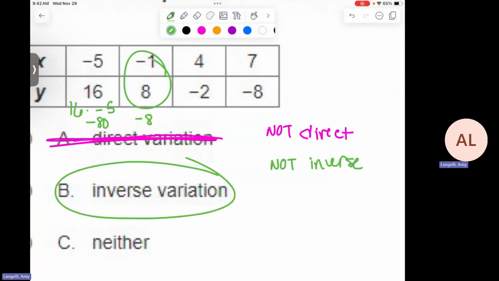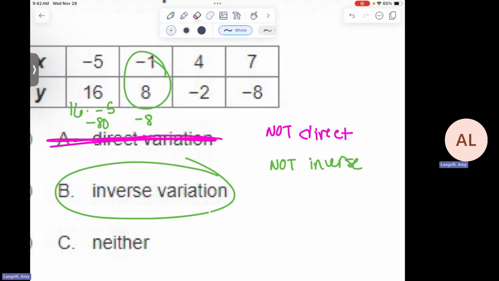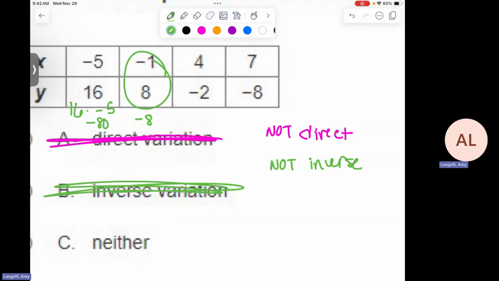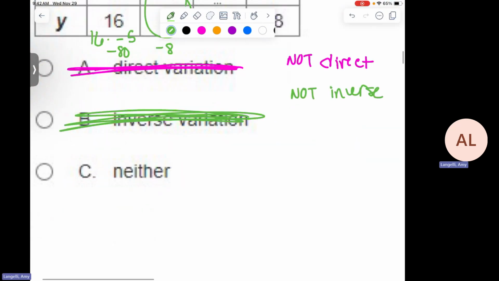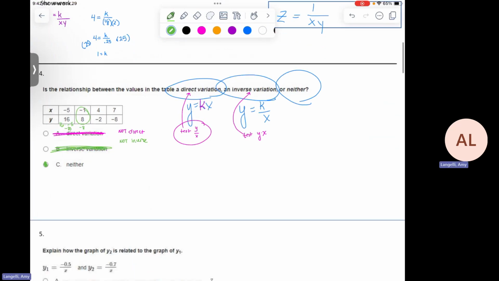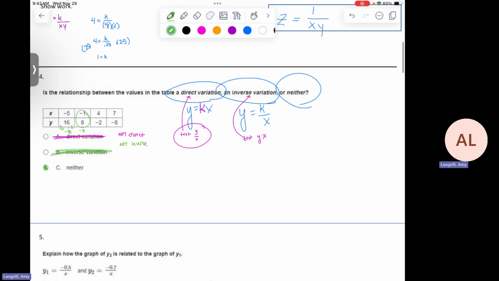Oh, I circled inverse, but I shouldn't have. Did you guys circle inverse? You said it was not inverse. So it's neither. Okay. Be prepared that if it is direct or if it is inverse, to be able to provide the equation as well.